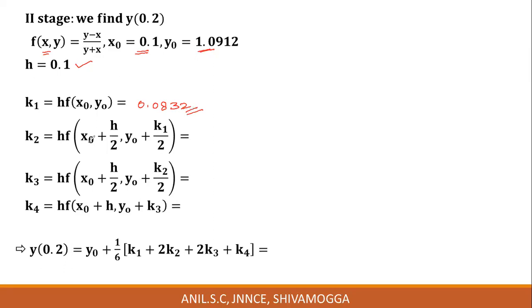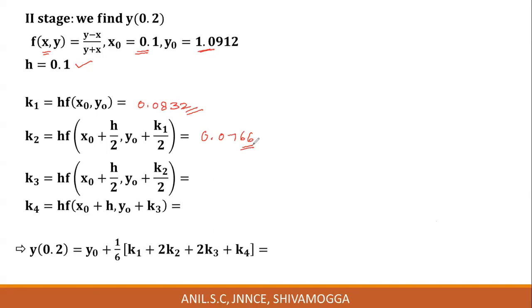Next K2. H into f of x naught plus h by 2, comma y naught plus K1 by 2. 0.07661. That's right. 0.766 is enough. 0.0766.